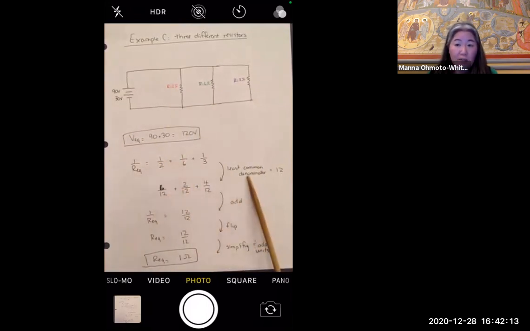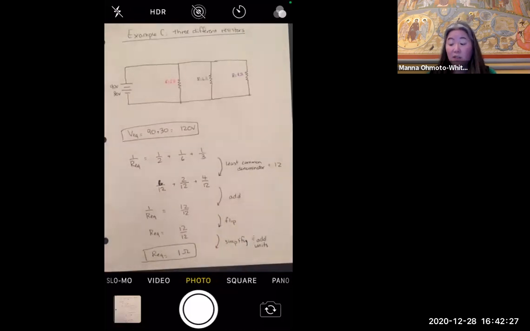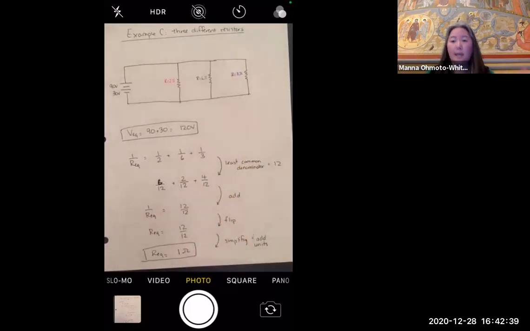Least common denominator is 12. So 1/2 becomes 6/12, 1/6 becomes 2/12, and 1/3 becomes 4/12. Now that they have the same denominator, I can just simply add these up, and this becomes 12 over 12. Then I flip. So 1 over REQ equals 12 over 12, REQ equals 12 over 12, and then I simplify. So the REQ is equal to 1 ohm. And I'm going to stop and say, wait, let me just double check. Is 1 less than 2, 6, and 3? Yes, it's less than any of those.